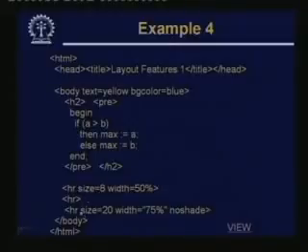The third example, HR size equal to 20, means the thickness will be 20 pixels, and width will be 75% of the displayed window. No shade, this additional attribute requires no value, just the name, no shade. No shade means that the line will be displayed in a solid way. The line will not appear as a hollow rectangle, it will be a solid rectangle.